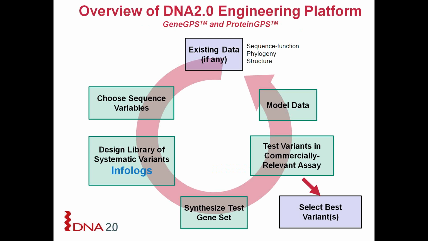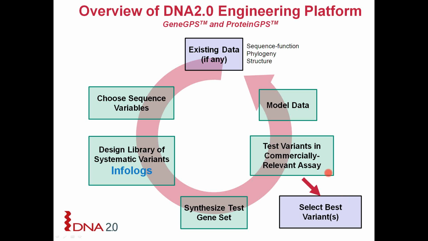So whether we're talking about gene engineering or protein engineering, our approach is basically the same. We start with any existing data. Maybe we have no real data. We just have some suspicion of certain variables that may be important. We use that information to choose the sequence variables we want to explore. We design a library of genes that systematically explores those variables, and those are the infologs. We then synthesize those genes, test the genes in a commercially relevant assay, and this is a key to both our approaches.